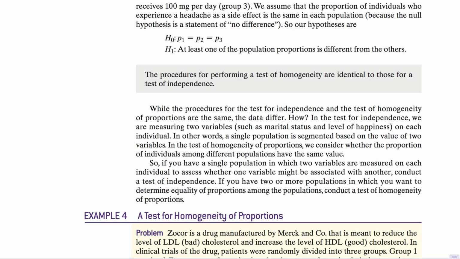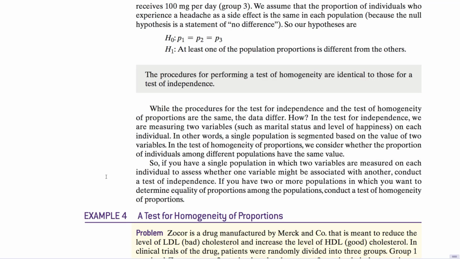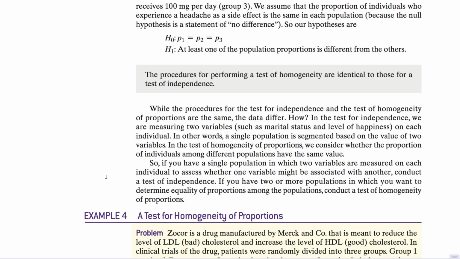You can see the very start of our example down at the bottom there, but before we get to that, you'll notice there's a paragraph here, a couple of paragraphs actually, which are very good to read. And since you're allowed a sheet of notes when you write the exam, it may not be a bad idea to put your own paraphrased version of this down there. Notice that it's saying, if you have a single population in which two variables are measured on each individual to assess whether one variable might be associated with the other, conduct a test of independence. If you have two or more populations, and so on. That's what we're trying to get you to recognize. Anyway, here's our example.